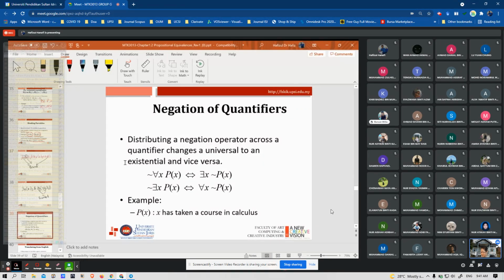Okay, for example, we negate for all x, Px. Then it is equivalent to existential x, negate Px. Okay, same. For example here, Px: x has taken the course in calculus.